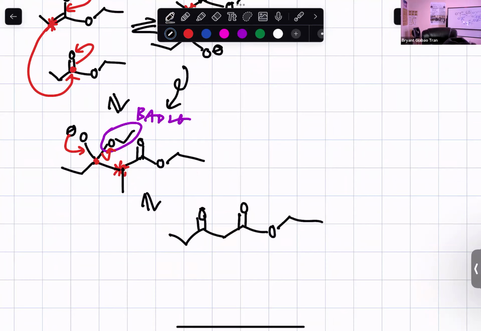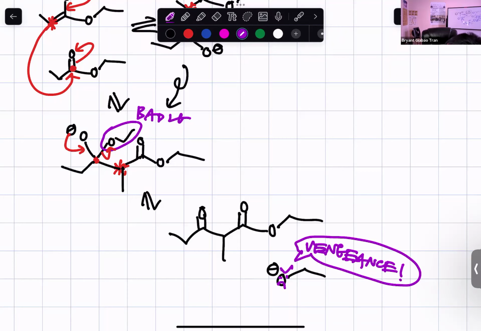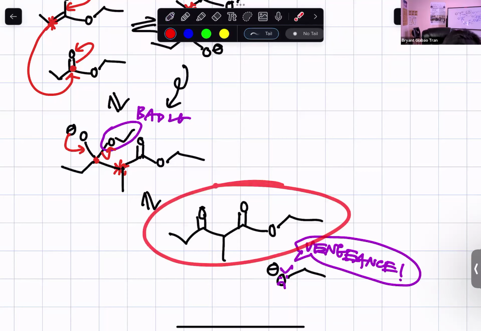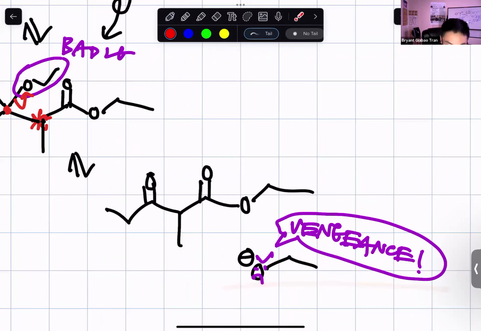But the bad leaving group is so unstable. It's unstable, it's angry, right? So it's going to look for vengeance in the mechanism. It's trying to get something to become neutral, become stable again. Right? So if this was predicted product, this would be your final answer. Right? The 1,3 dicarbonyl or the beta keto ester. But if this was mechanism, you don't stop here. Right? Because this bad leaving group here that left is very unhappy, very angry right now. It's gonna look for vengeance.